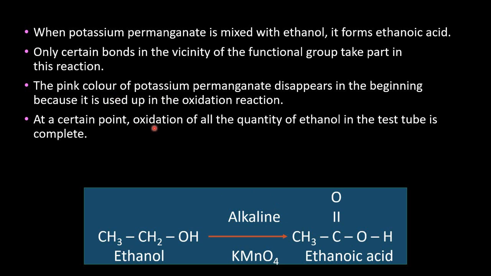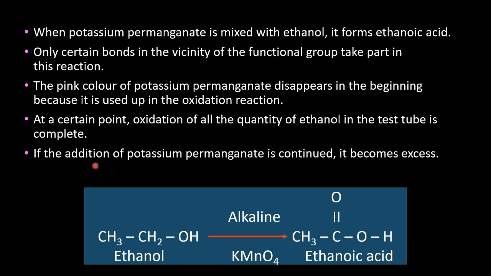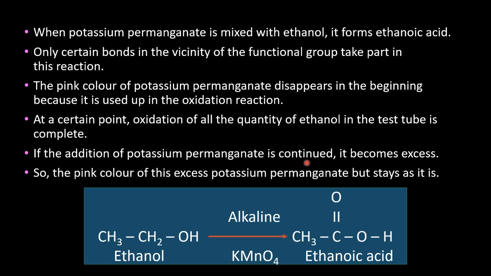But at a certain point, when every single molecule of ethanol has been converted to ethanoic acid, the oxidation of all the ethanol in the test tube is complete. If we keep adding potassium permanganate even after that point, it becomes excess. So after that point, the pink color will not disappear, but stays as it is. So at this point, we should understand that the conversion of ethanol to ethanoic acid has been done, or the oxidation reaction is complete now.